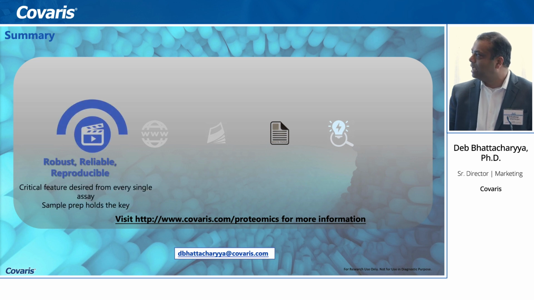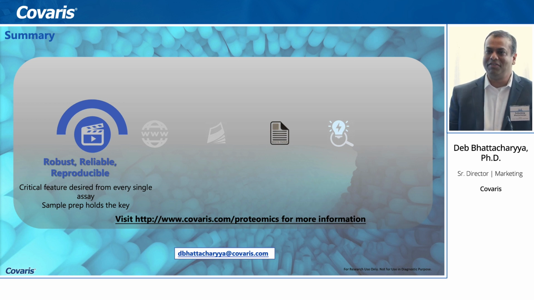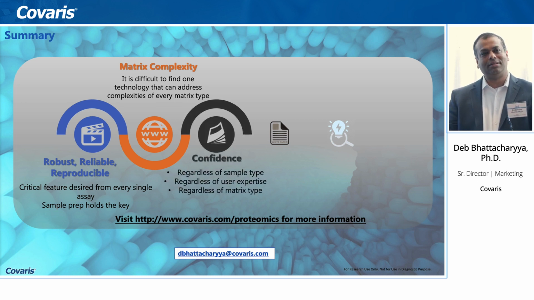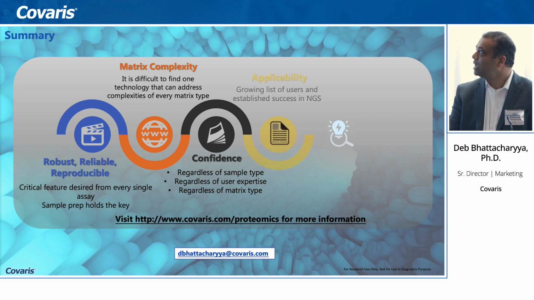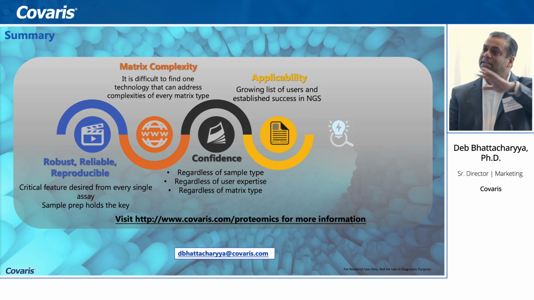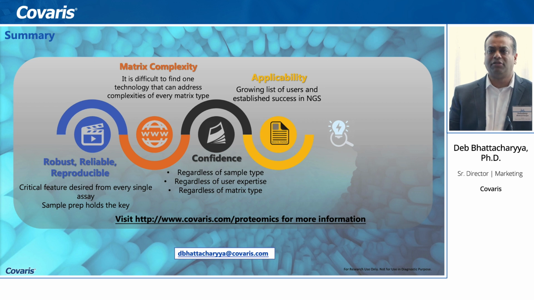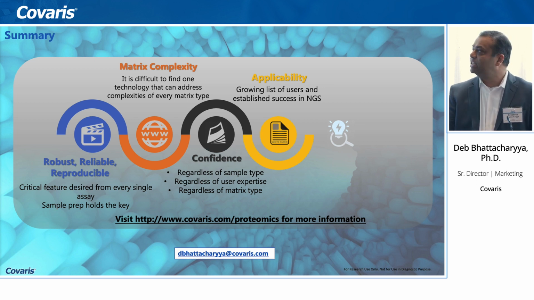So as a result, as I mentioned, you are looking at robustness, reliability, reproducibility, because if your percent CV is high, it's unlikely you're going to get much reliable information out of that. Addressing matrix complexity, having confidence in working with your samples, and applicability across the entire systems biology, from DNA shearing, RNA shearing, proteomics, metabolomics, transcriptomics. This is being used across the board for a host of different kinds of applications. More than happy to share details of those.